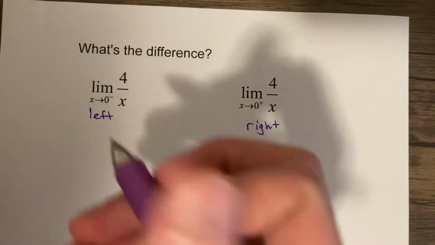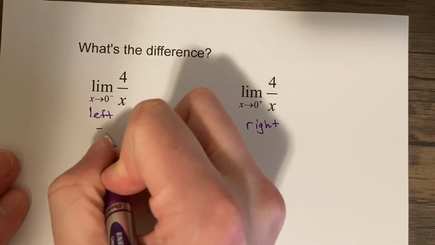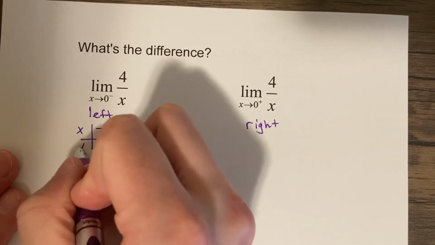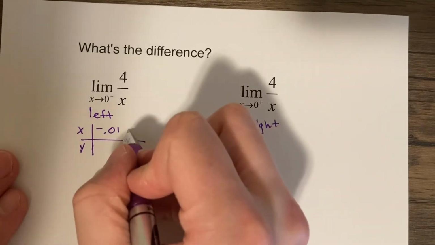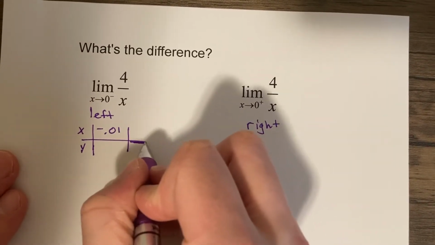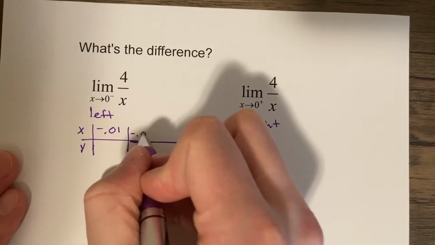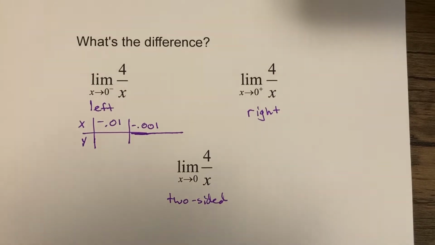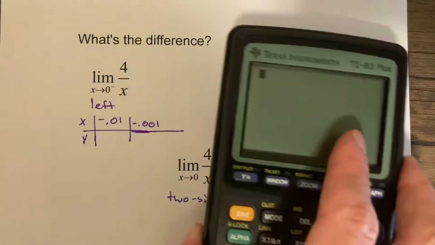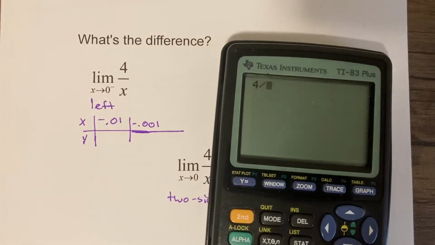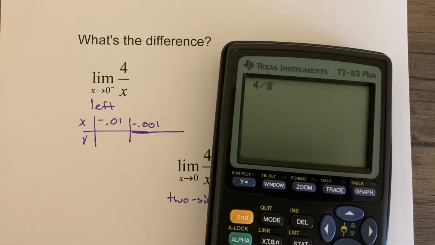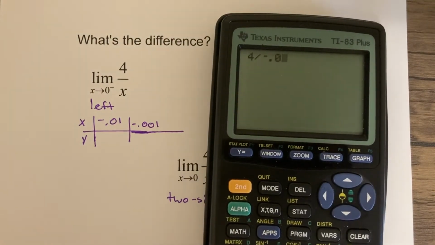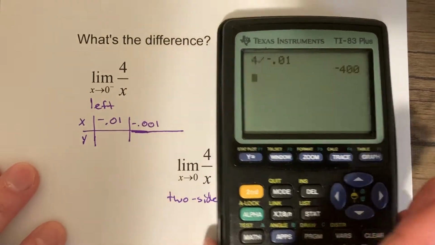Let's say we were to plug in negative 0.01 as our x value. I'm going to plug in 2 numbers here: negative 0.01, and then negative 0.001. We'll see the trend between those two. So with the first one, 4 divided by negative 0.01 is negative 400.